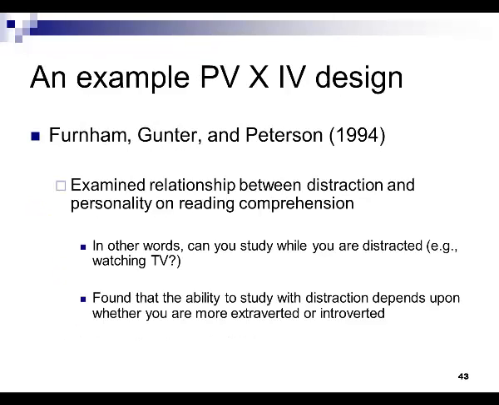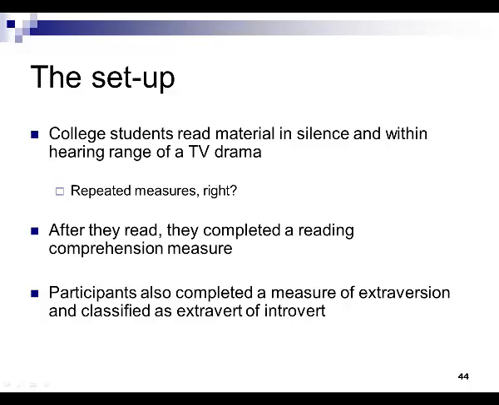So here's an example of a PV by IV design. Furnham, Gunter, and Peterson examined the relationship between distraction and personality on reading comprehension. In other words, they were interested in finding out whether or not you could study while you were being distracted, for example, by watching TV. What they found was that the ability to study with distraction depended upon whether or not you were more extroverted or introverted. That was the participant variable, whether you were introverted or extroverted, because again, you can't manipulate that.